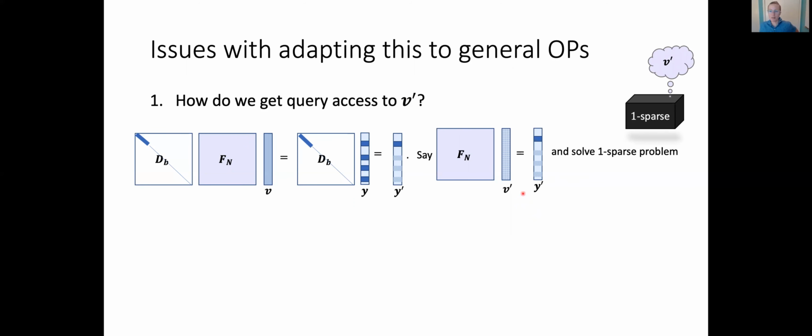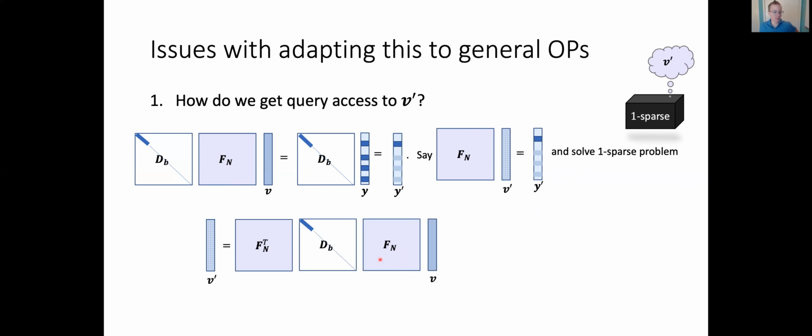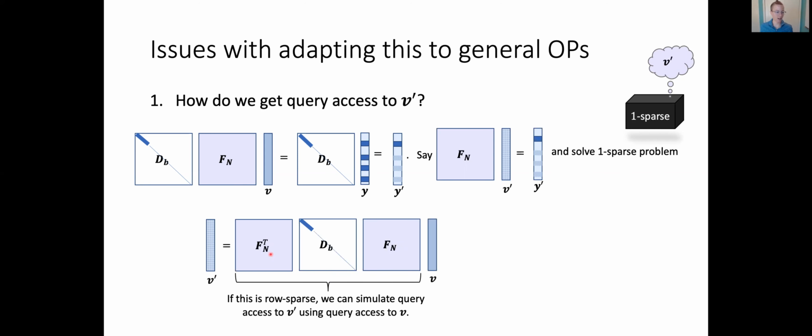If we write down v prime in terms of v, it's going to look something like this. All right, so because v prime is f transpose times y prime, and y prime is equal to db times f times v, v prime is equal to f transpose times db times f times v. And we want query access to v prime, but we have query access to v. So this will work out well as long as this product here, f transpose db f, is row sparse, meaning that there's not too many non-zeros in any row, or at least not too many big entries in any row. If that's the case, then we can simulate query access to v prime by using query access to v, because each entry of v prime is just going to be some sparse linear combination of just a few entries of v.